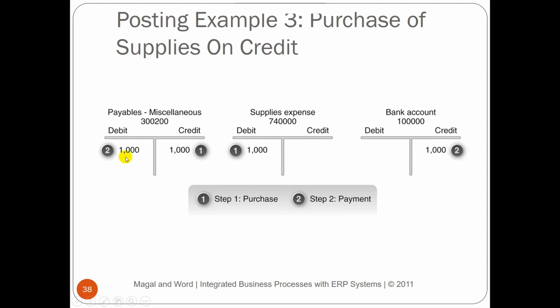on credit rather than with cash. In this case, the purchase and payment are recorded separately. One account is supplies expense, which is debited by 1,000 USD. The offsetting account is payables miscellaneous, which is credited by 1,000 USD. And the payment is made using the bank account, a 1,000 credit. And finally, the payables miscellaneous account is cleared with a 1,000 debit. This transaction is shown clearly in this figure.